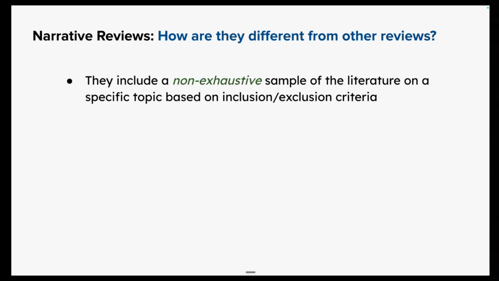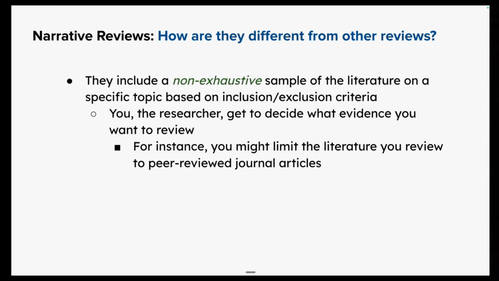So that's probably not a good headline, but we talked about them being non-exhaustive in nature. That means that you, as the researcher, get to decide things called inclusion and exclusion criteria. For instance, you might say in your narrative review that you want to limit it to peer-reviewed journal articles, which is kind of the common default.